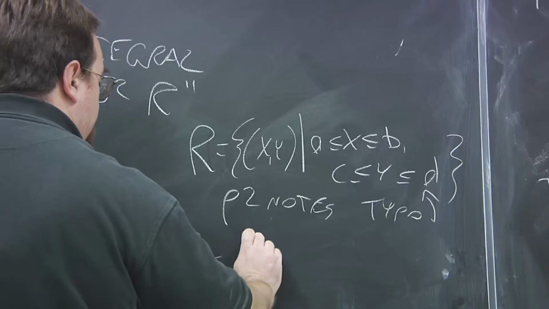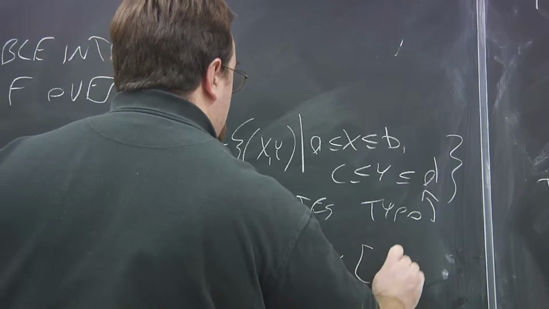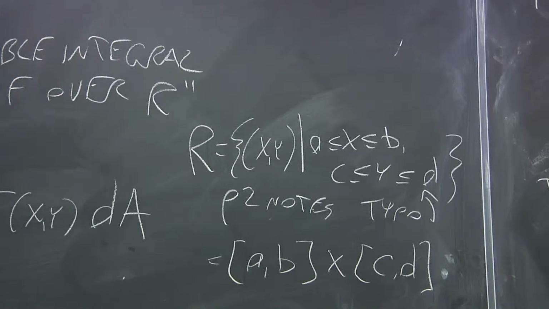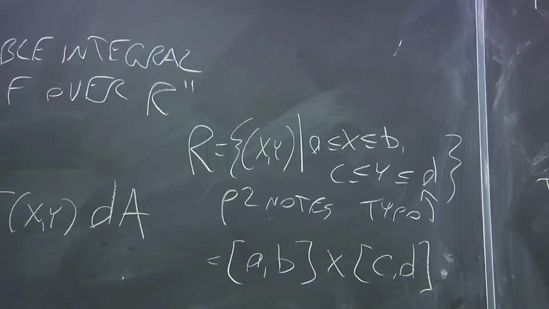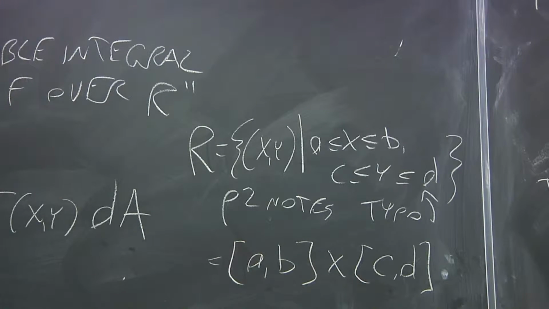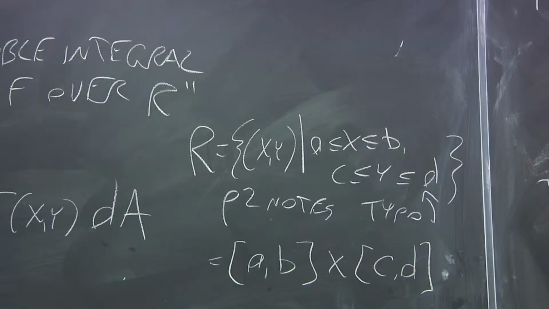Or another way of writing for rectangles is [a, b] Cartesian product with [c, d]. So you can define a rectangle as a Cartesian product of two intervals, where it's understood that this refers to x and this refers to y, sort of by convention. But certainly this way is a little clearer.